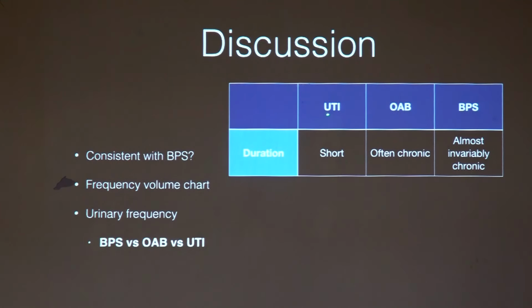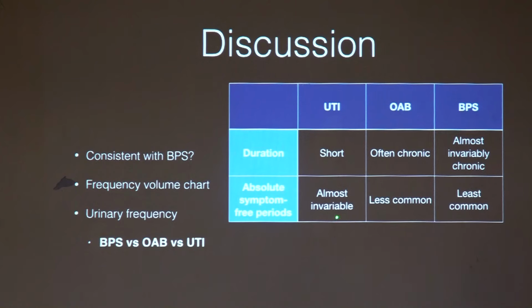So typically, with UTI, the patient has a shorter duration of history. An OAB patient often has a chronic history, and a bladder pain syndrome patient almost invariably has a long history. If you look at absolute symptom-free periods, with UTI, almost invariably you will get symptom-free periods. There have to be periods in between when the patient has zero symptoms. So the point I was raising about a 3-year history: if the patient says I had substantial periods where I've had zero symptoms, it could still be episodes of UTI.